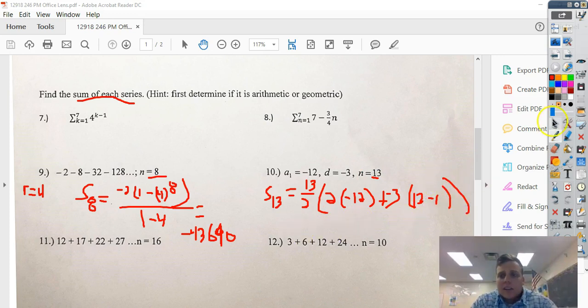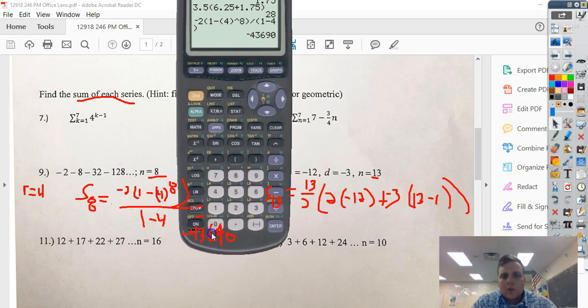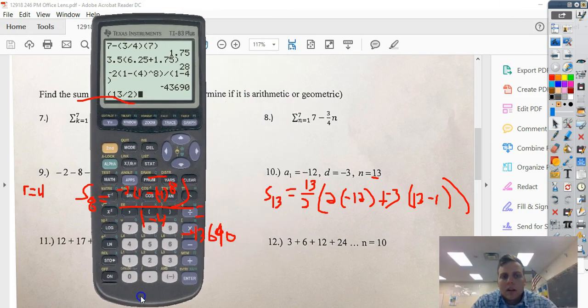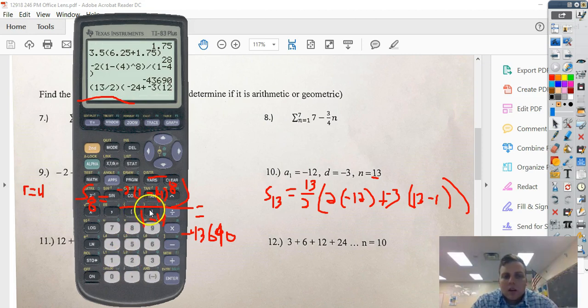Alright, now I'm going to, once again, let the calculator do all the heavy lifting for me. So I'm just going to bring up parenthesis, 13 divided by 2, parenthesis, times parenthesis, 2 times -12. What is that? -24. That's right. Plus -3 times, what is 13 minus 1? That's 12. Press enter, and you get -390.